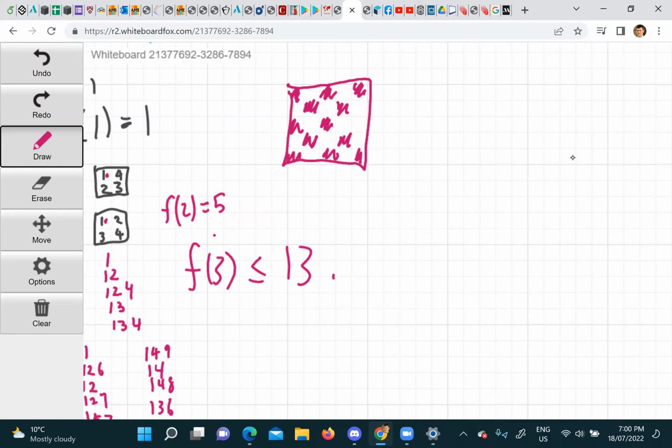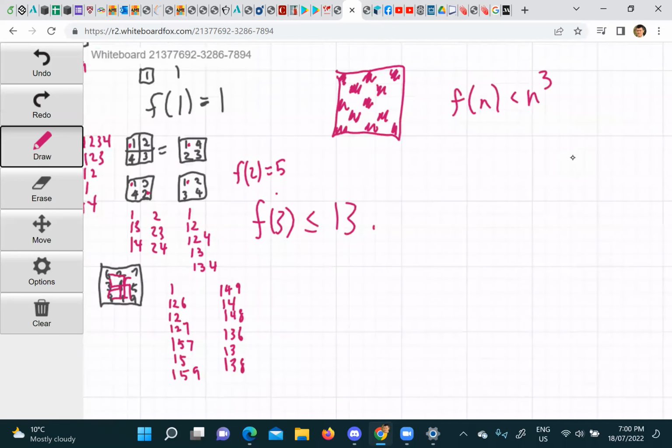So for example, here, I think you get that f of n is less than n cubed or something for sure. Okay. So the next step was, I think it was even some quadratic. So it was less than some quadratic as well.